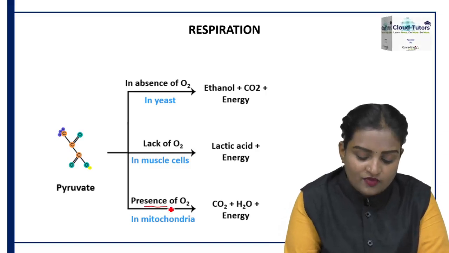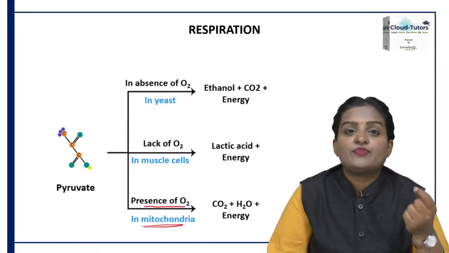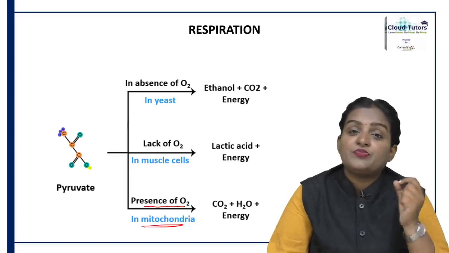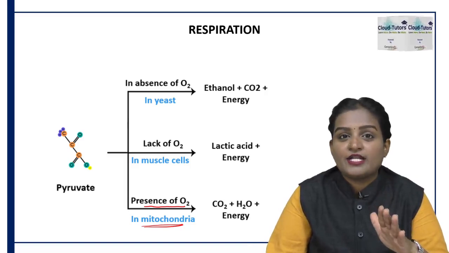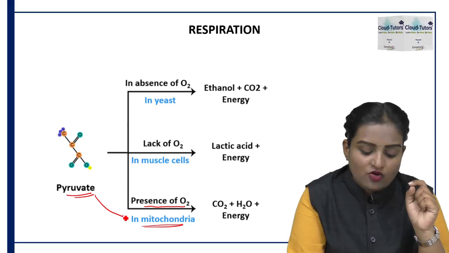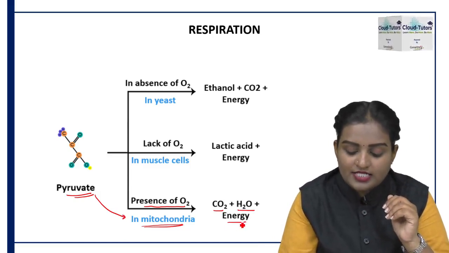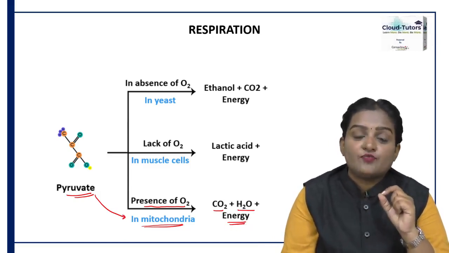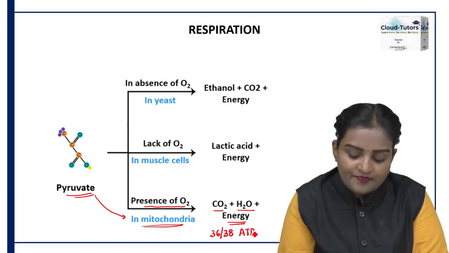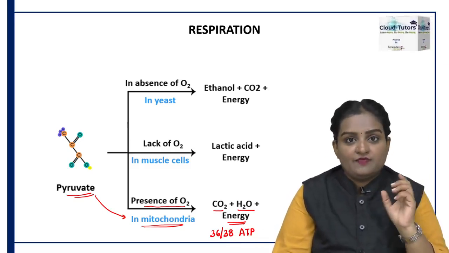So here we have presence of oxygen. This step occurs in the mitochondria. We know that in previous classes we have learnt mitochondria is the powerhouse of the cell because it produces ATP. How does it produce ATP? By utilizing pyruvate. So pyruvate will enter the mitochondria, and pyruvate is completely broken down to give carbon dioxide, water and energy. How much energy can it produce? It can produce on average 36 to 38 ATPs. This is the common pathway seen in all the aerobically respiring organisms.